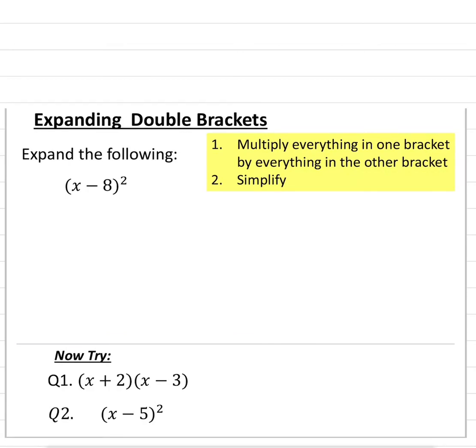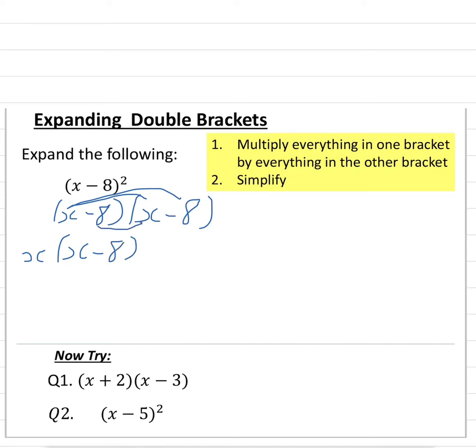In this question, we have x minus 8 all squared. Now don't make the mistake of just writing x squared minus 8 squared. In these questions, you have to write out your bracket twice. Now we expand it the exact same as the questions before. So x times x and x times minus 8. Same with the minus 8, so minus 8 times x and minus 8 times minus 8. Let's write that out.